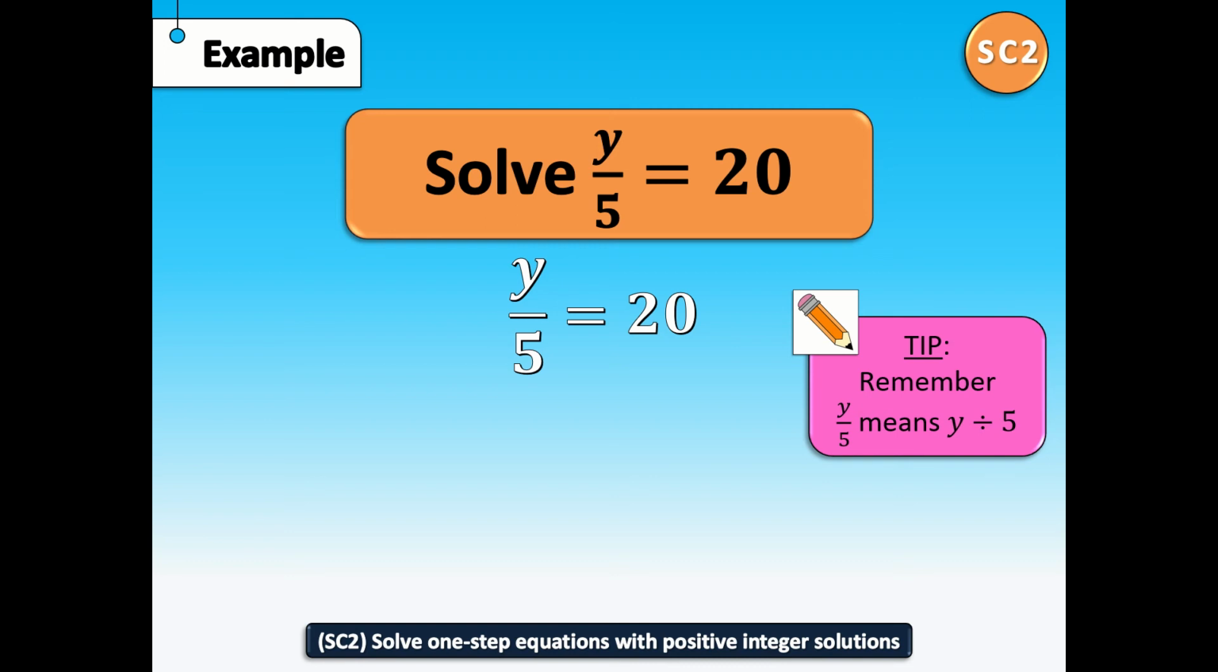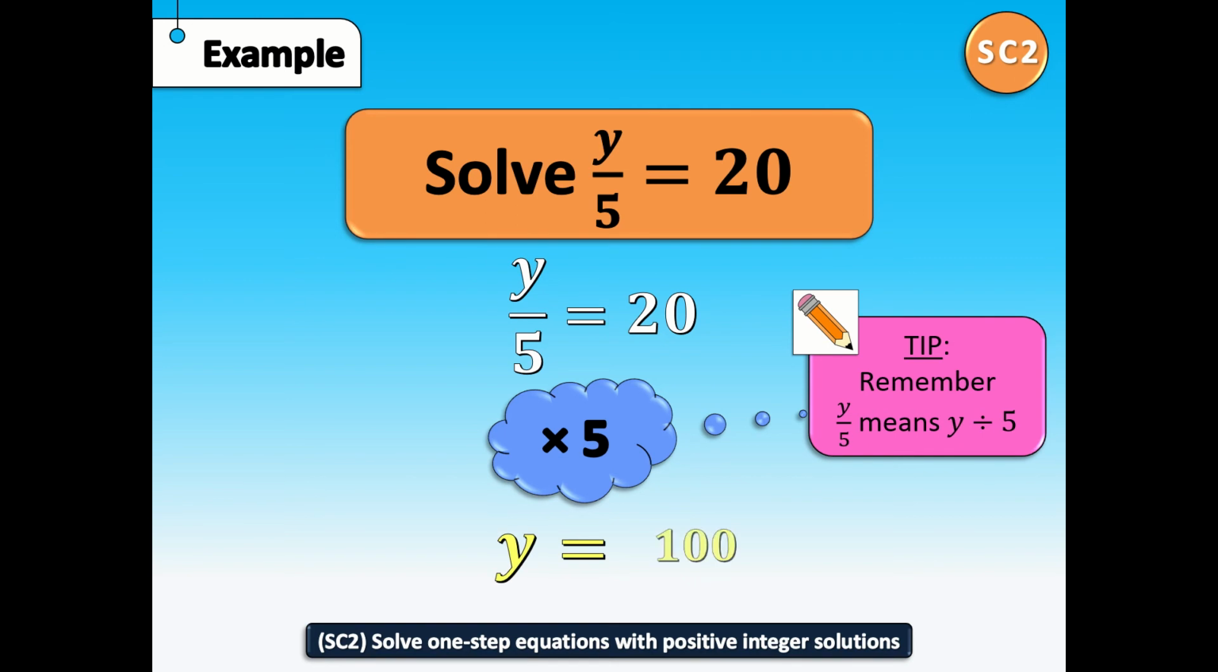This equation, we've got y over 5 equals 20. Remember, y over 5 means y divided by 5. So what number, when we divide it by 5, makes 20? So think about what the opposite of dividing by 5 would be, and that would be to multiply by 5. So we do 20 times 5, which is 100. So y equals 100.